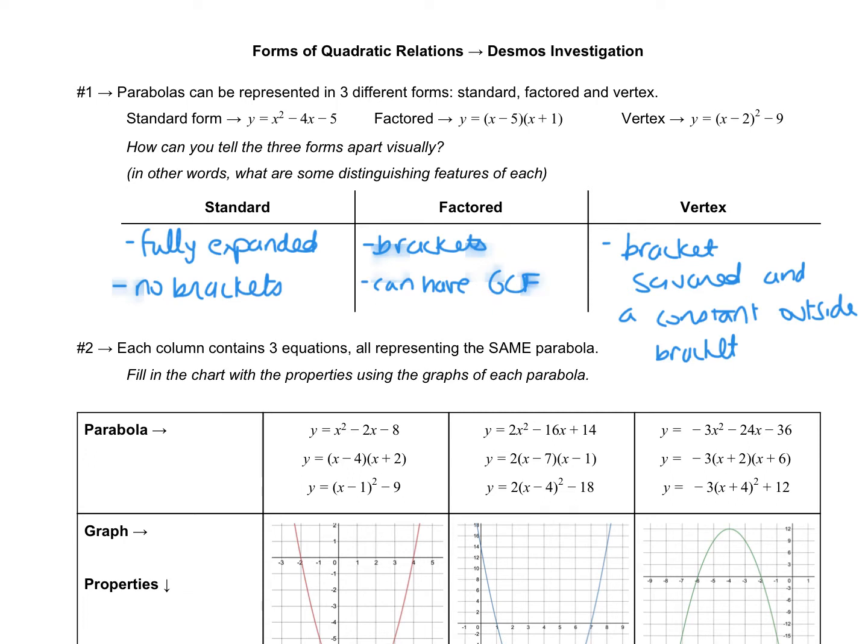And finally, vertex form is the most new one. We have a bracket that has been raised to the power of 2. And for the most part, there will be a constant outside the bracket that is being added or subtracted. So let's see how we can use these 3 forms to pull out some key properties about parabolas.